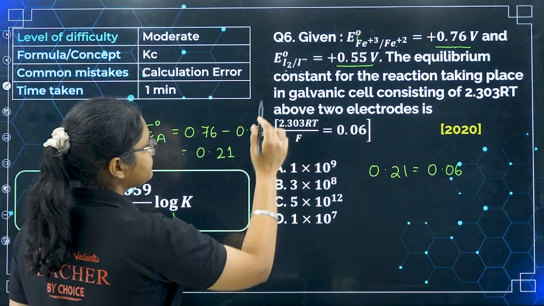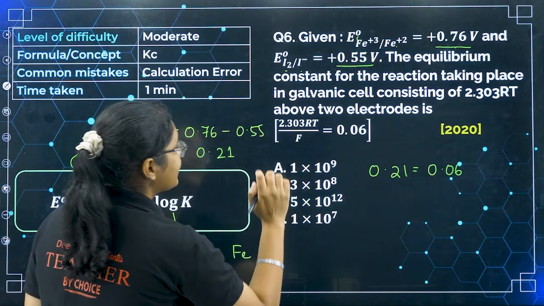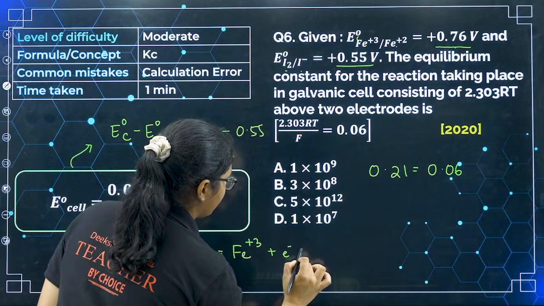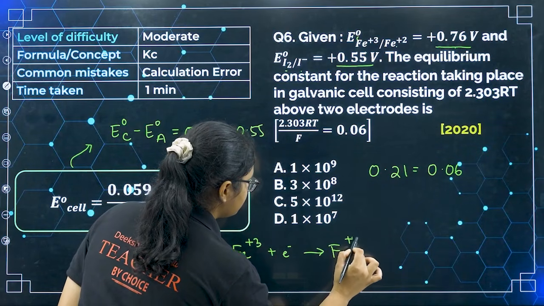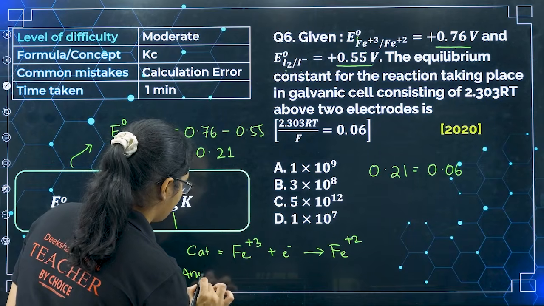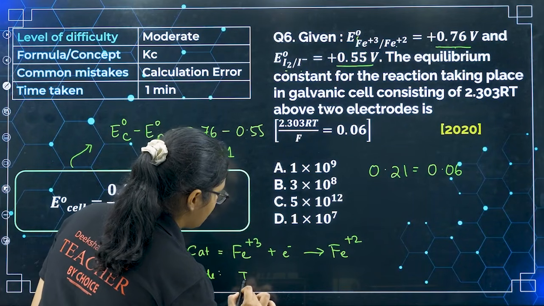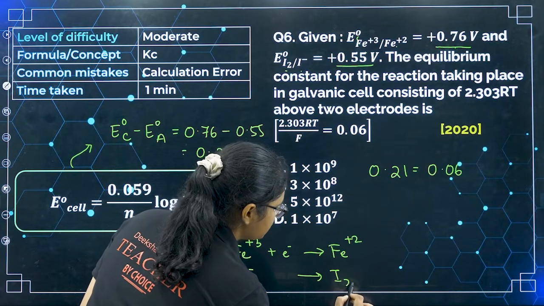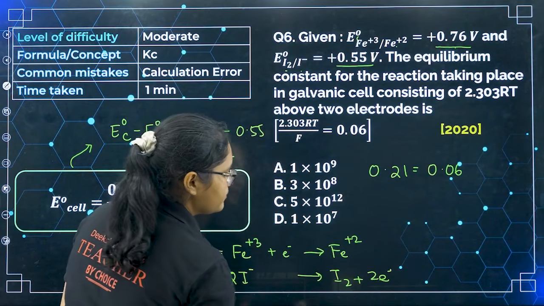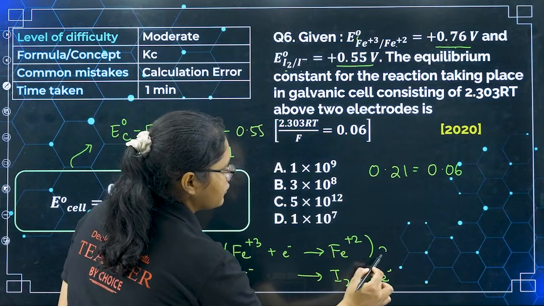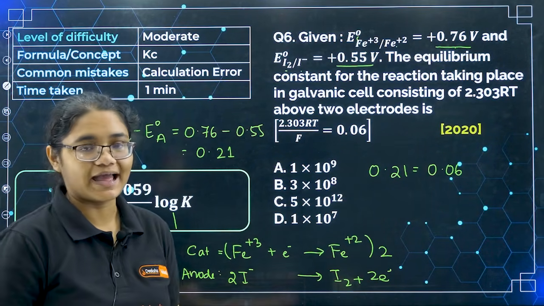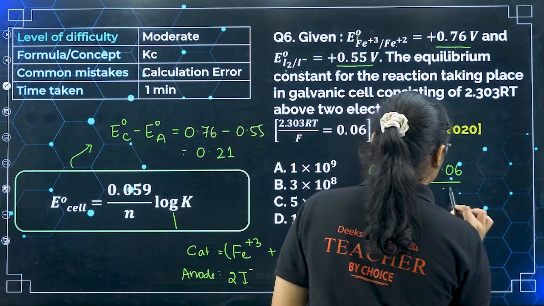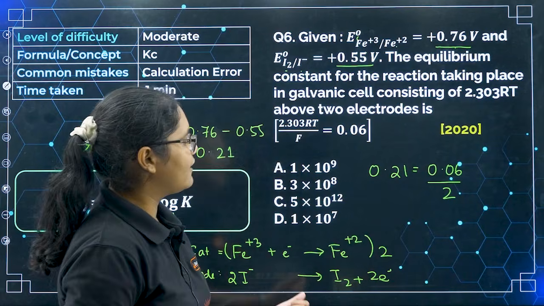So you can see here, the reaction that is happening at the cathode, the reduction part: Fe+3 will gain 1 electron to become Fe+2. And if I talk about the anode, it will undergo oxidation. So here 2I minus will lose 2 electrons to get converted to I2. The number of electrons should be the same, so here you should multiply by 2 so that both equations will have the same number of electrons. So what is my n value? The n value is now 2. Okay. Next we have log of K.